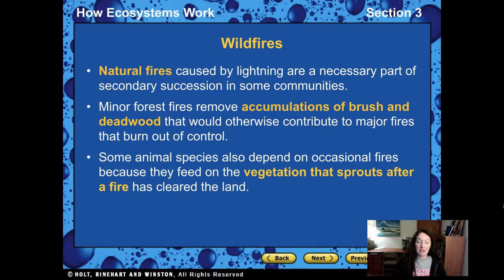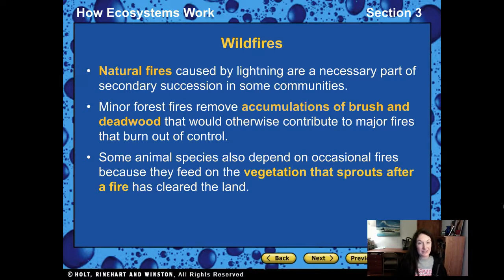And so one of the important things that wildfires do in a natural ecosystem is they clear out that brush, and that allows other vegetation to sprout after the fire has cleared the land. So there are some types of trees that only release their seeds when a fire comes through and burns the forest, opening up the seed pods, and then new life can start from there. So wildfires are actually an important part of ecological succession.